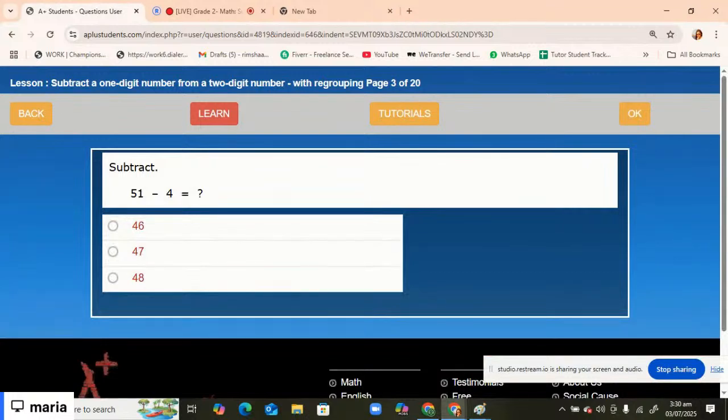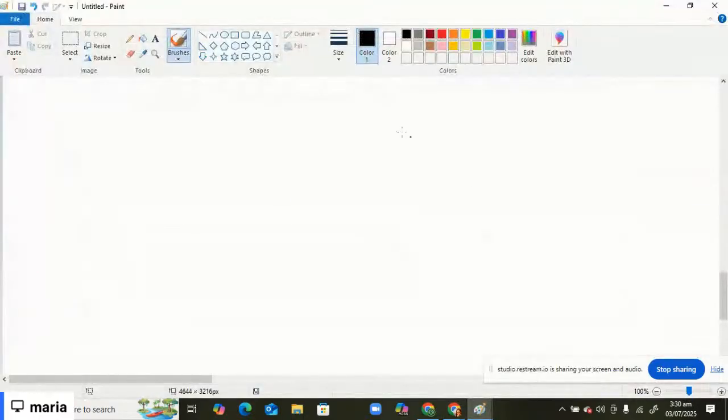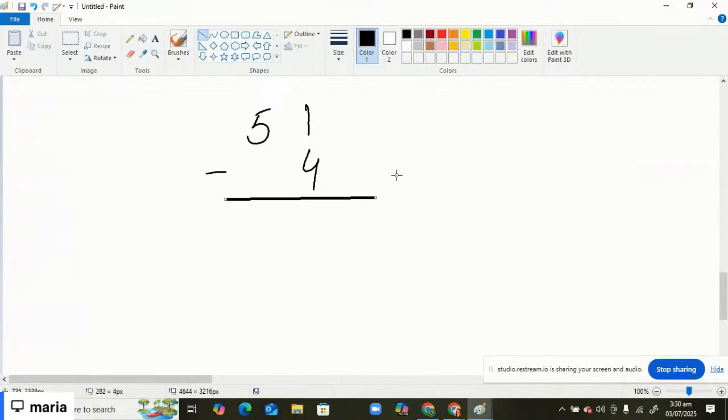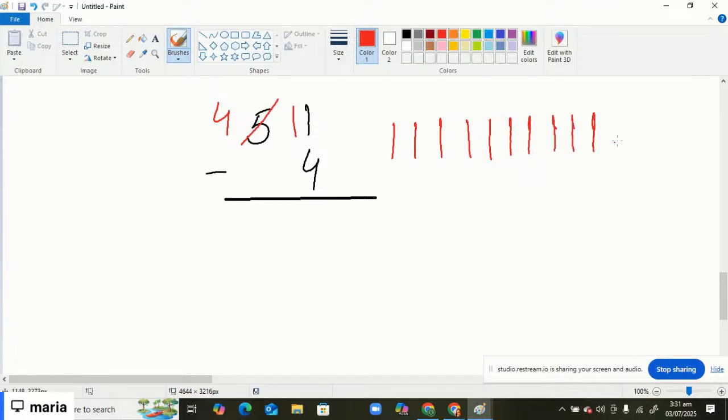Now subtract 51 minus 4. 51 minus 4. So tell me everyone, 1 out of 4 is possible? No, it's not. So what do we do for that? We borrow from the 5. Okay? 5 becomes 4 and this 1 becomes 11. Now draw the 11 lines. Now remove how many lines? 4 lines. How many left? Count with me.